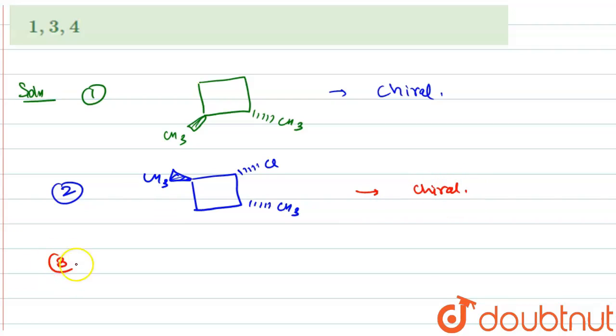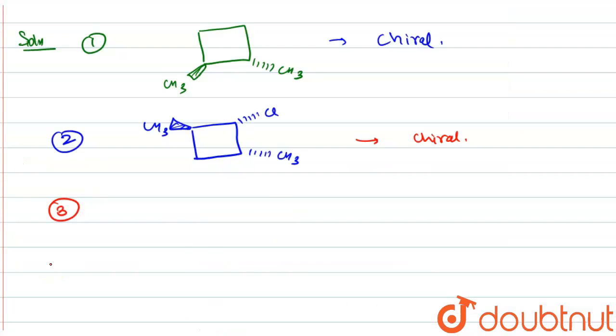Let's see the third one. There is a CH3 as well as Cl present outside the plane. So in this compound also there is no plane of symmetry. It means that we can't cut this compound into two equal halves. So this is also a chiral compound.